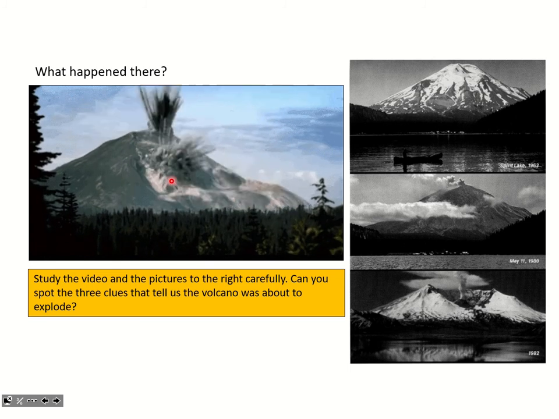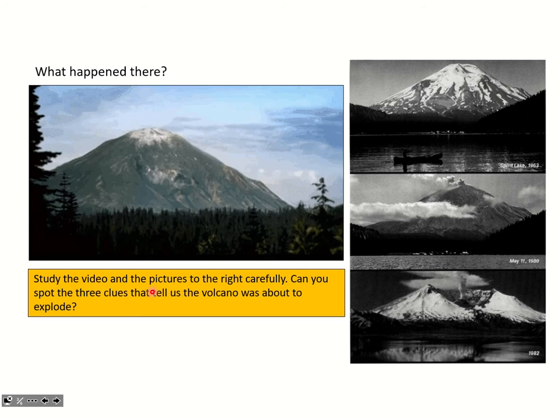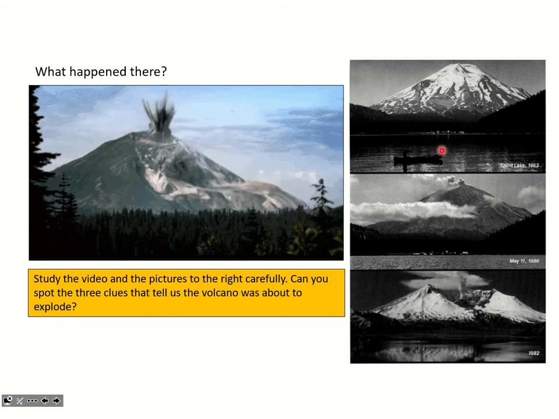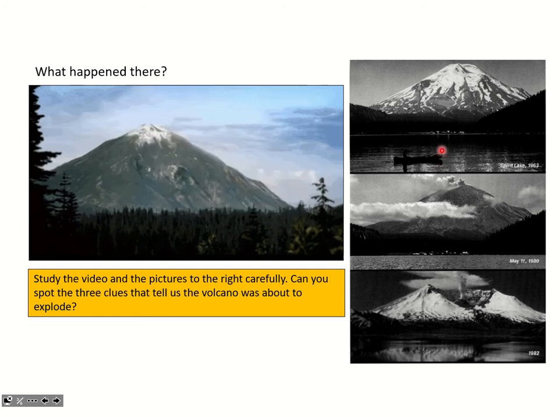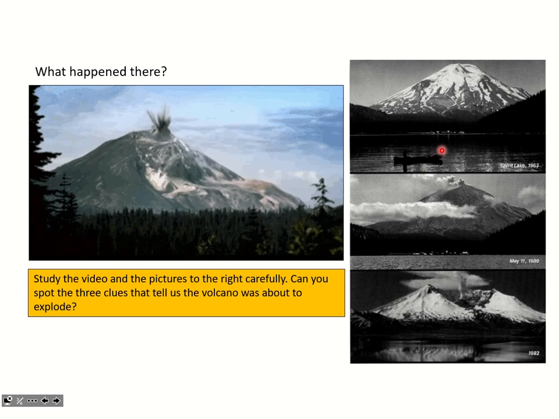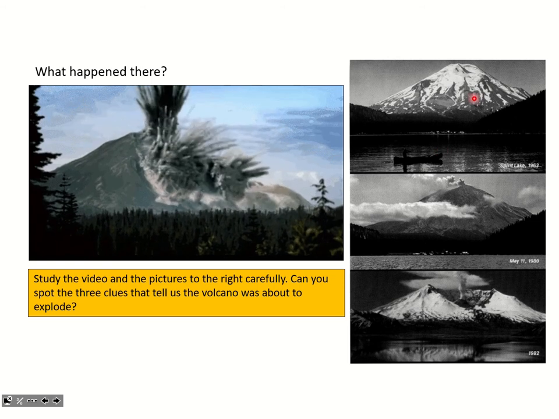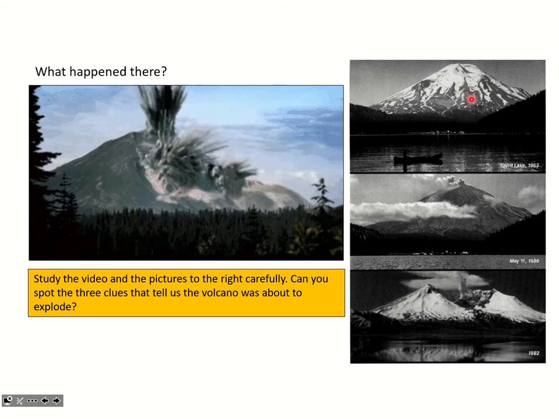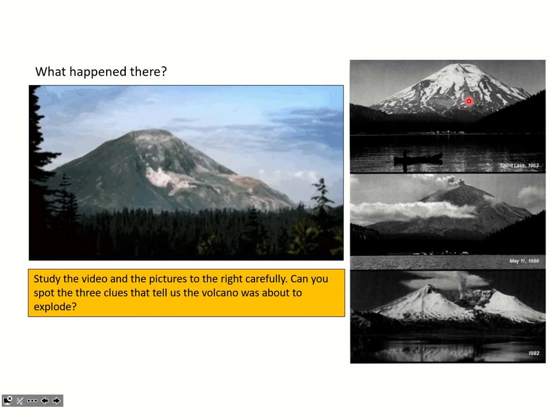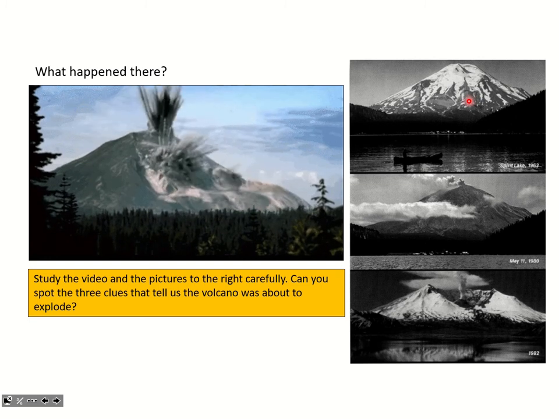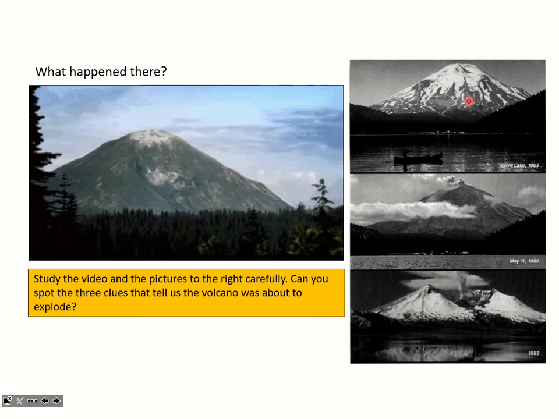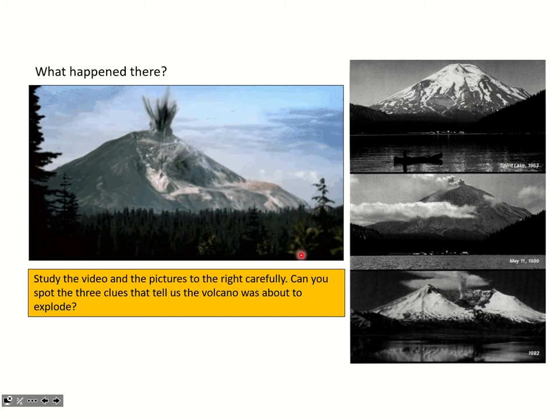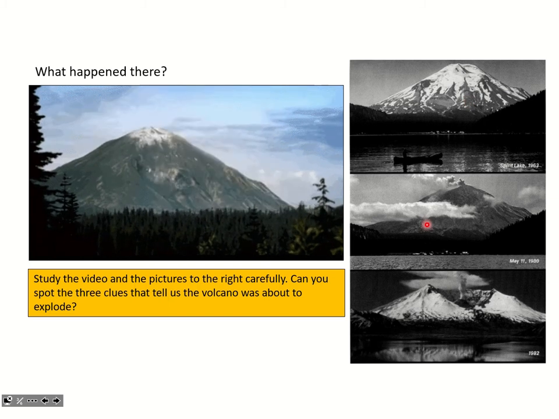Whilst you take on that terrifying image, look at these three images on the right. From these three images, you should actually be able to tell me, or tell anyone, how we knew this volcano was going to explode. Because we did know. Volcanologists had been studying it for some time, and they knew it was going to explode, and were even able to give some warning of its explosion. And that's, of course, how we were able to have cameras set up to record it.